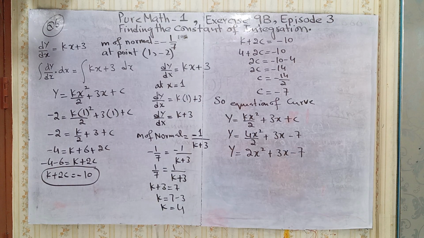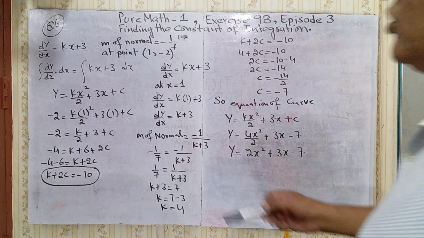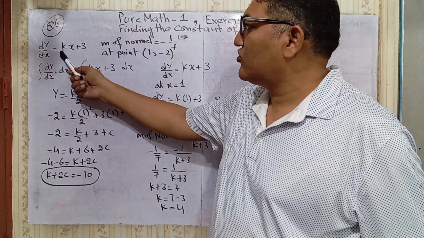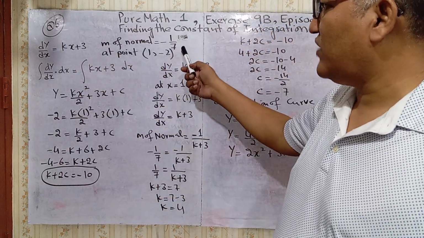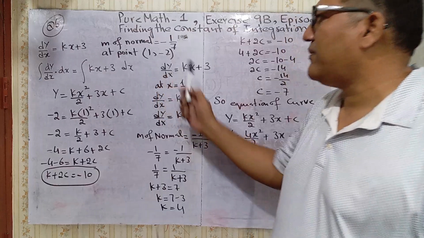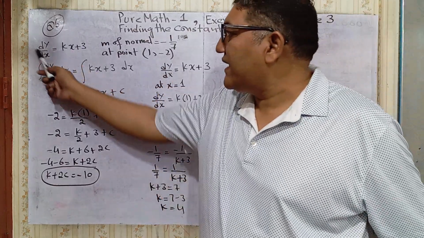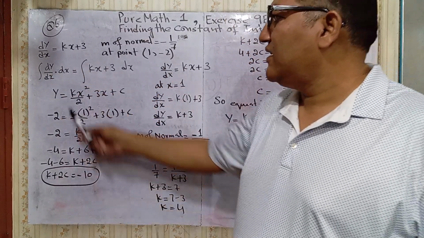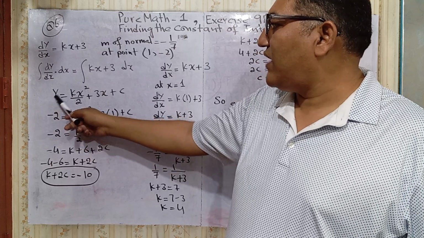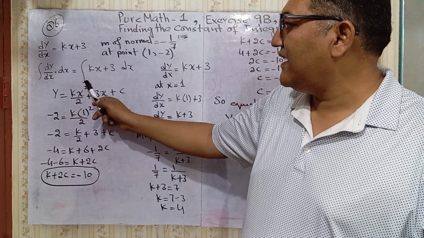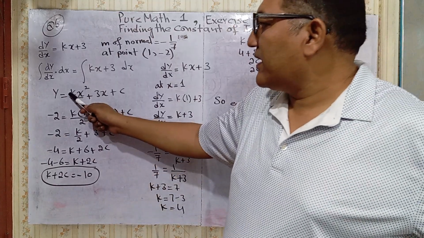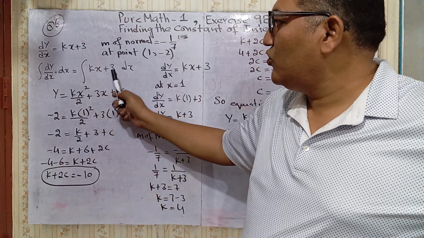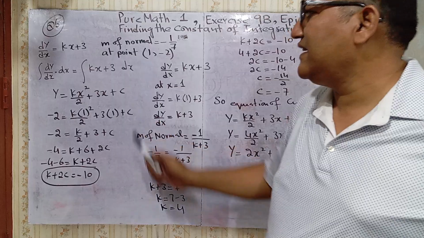So very simple. I have already solved this on the board to save time. So dy by dx is equal to kx plus 3, that is given. The gradient of the normal is minus 1 by 7 at the point 1 comma minus 2. So I will integrate both sides. So here you will get y, and here the power is increased by 1, and with the same number I divide. So it will become kx squared divided by 2, plus 3x plus c.